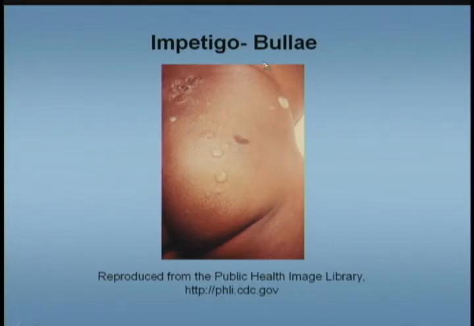What's the difference between a vesicle and a bulla? The difference is size. When it's small, it's a vesicle. When it's big, it's a bulla.